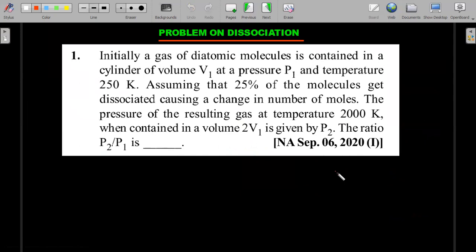Next one, a problem on dissociation that was asked in the September shift. Initially, a gas of diatomic molecules is contained in a cylinder of volume V1 at a pressure P1 and temperature 250 Kelvin. Assuming that 25% of the molecules get dissociated, causing a change in the number of moles, the pressure of the resulting gas at temperature 2000 Kelvin when contained in a volume of 2V1 is given by P2. The ratio of P2 and P1 is being asked in the question.